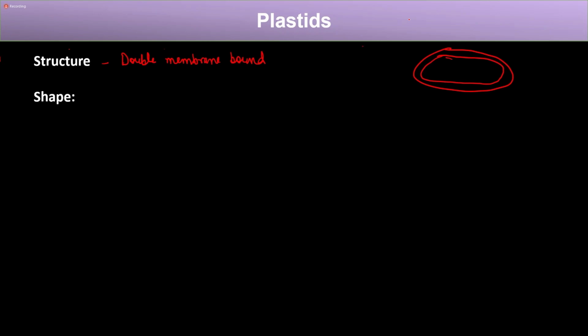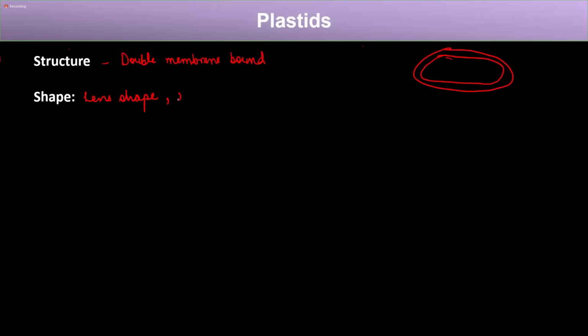If you talk about the structure of a plastid, a plastid is again a double membrane bound structure, right? So it is double membrane bound. Okay. So plastid will also look something like this. It has two membranes. Now, if we talk about the shape of a plastid, the shape varies. Okay, so it can be either lens shape that is present in the majority of plants. So it is in lens shape.